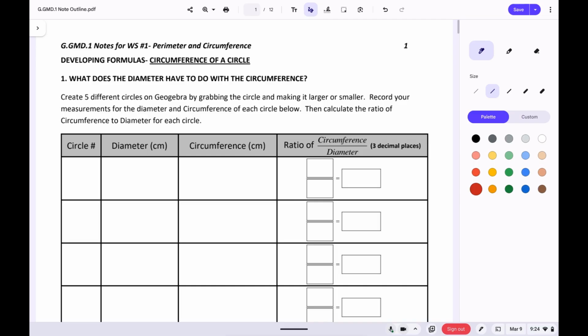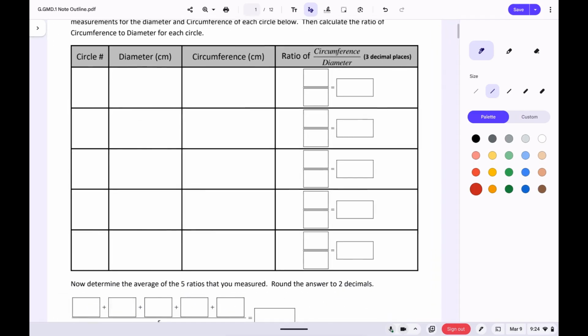That's what makes the diameter a diameter, because there are other things that do that same idea but don't go through the center, and they have a different name. So we need to talk about how the diameter in a circle relates to its overall circumference. So on your page here, you have this chart. I'm going to talk you through how we're going to fill this out.